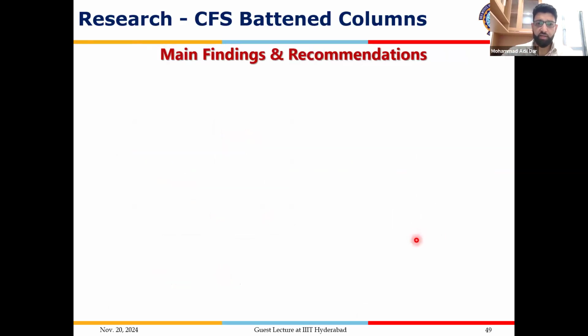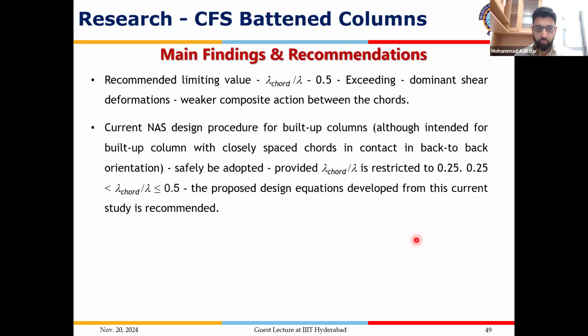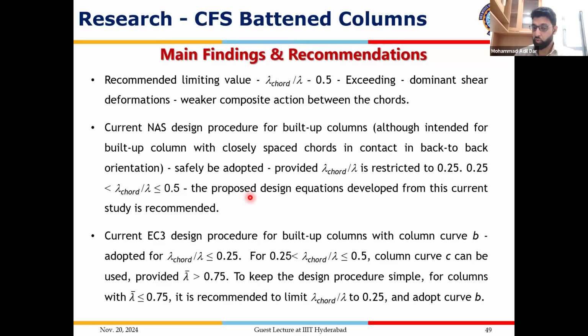Now, moving on to the main findings and recommendations. So we recommend a limiting value of lambda chord by lambda of 0.5. If we exceed it, we see shear deformations due to weaker composite action between the chords. Now, the current North American specification, although meant for I sections, can be extended to closed sections as long as we limit lambda chord by lambda to 0.25. If we use the current codal limit of 0.5, then we have to use the proposed design equations. The same follows for the Eurocode.